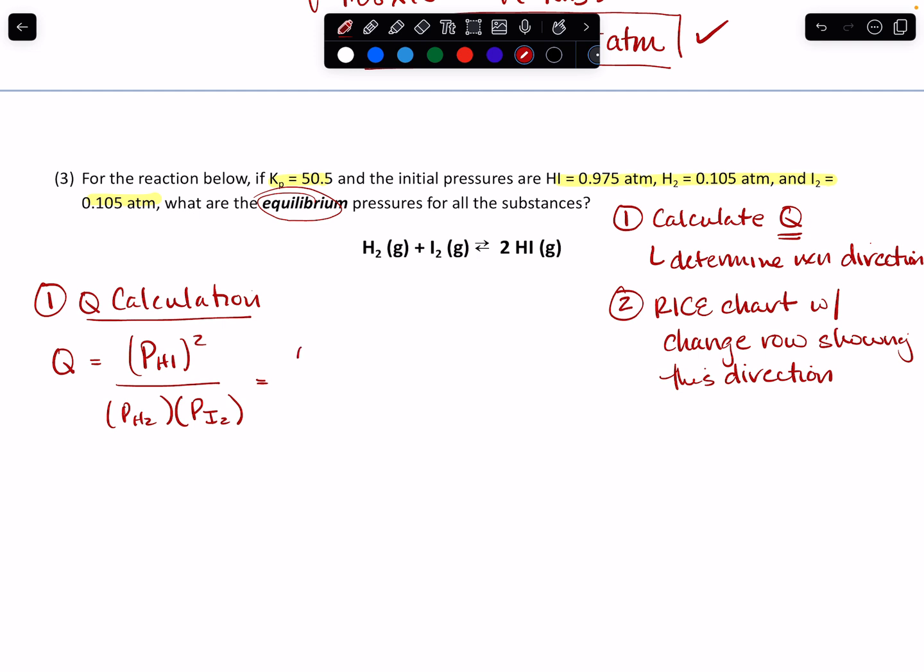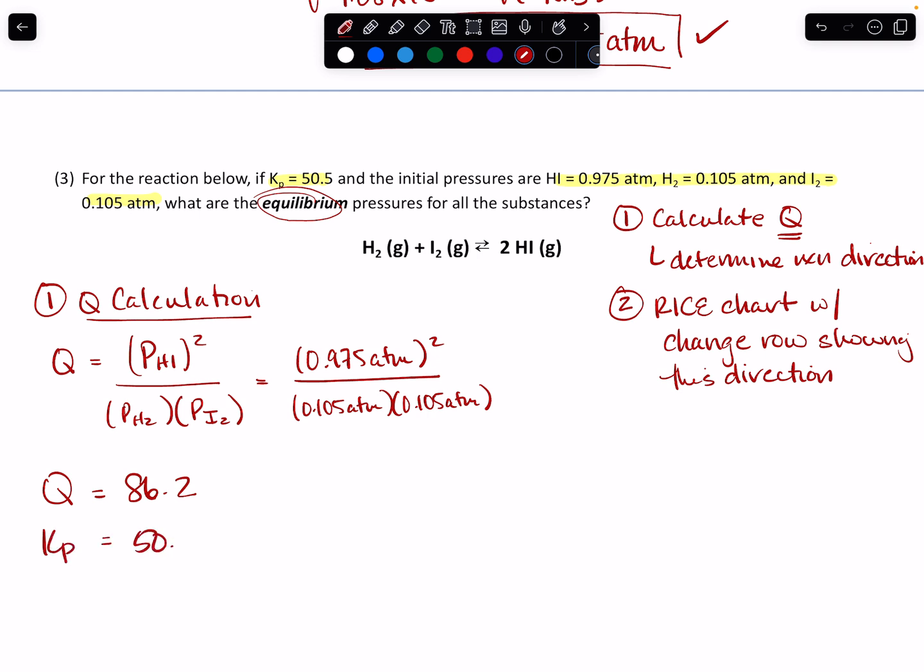All right, so we plug in what we've got, 0.975 atm squared divided by 0.105 atm for hydrogen and 0.105 atm for iodine. So we plug those values in and we get 86.2 for Q. All right, so then we look, well, Kp is 50.5, so Q is greater than Kp.